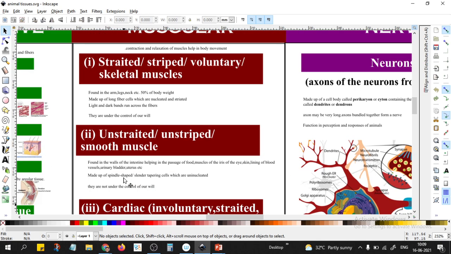Try to understand the terms. If you understand the terms, then it is very easy. Just look carefully at these terms. Striated. Striated means what? There is a striated pattern. Striations. Strips. Stripe.